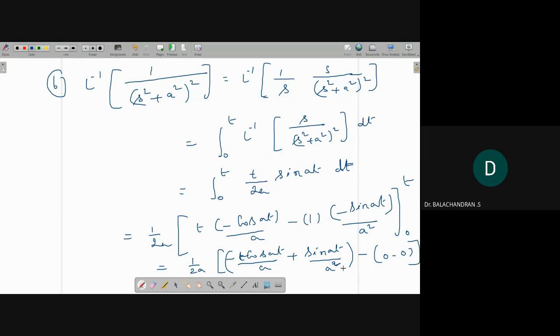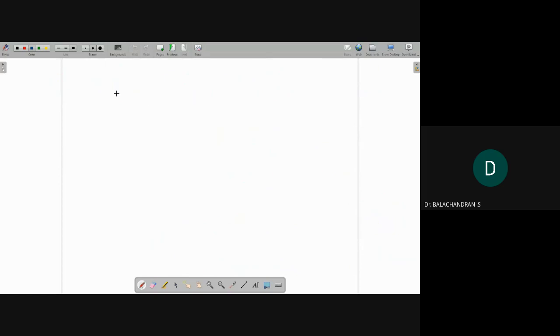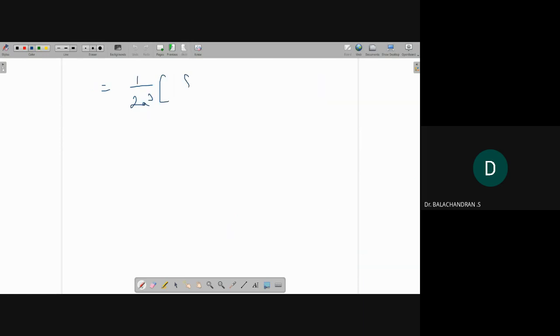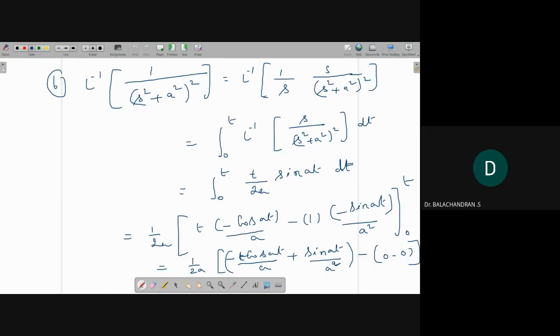So the final answer, taking a square as the LCM, is 1 by 2a cube into sin at minus at cos at. I think this is the final answer. Let me check it. 1 by 2a cube, sin at minus at cos at. Yes.